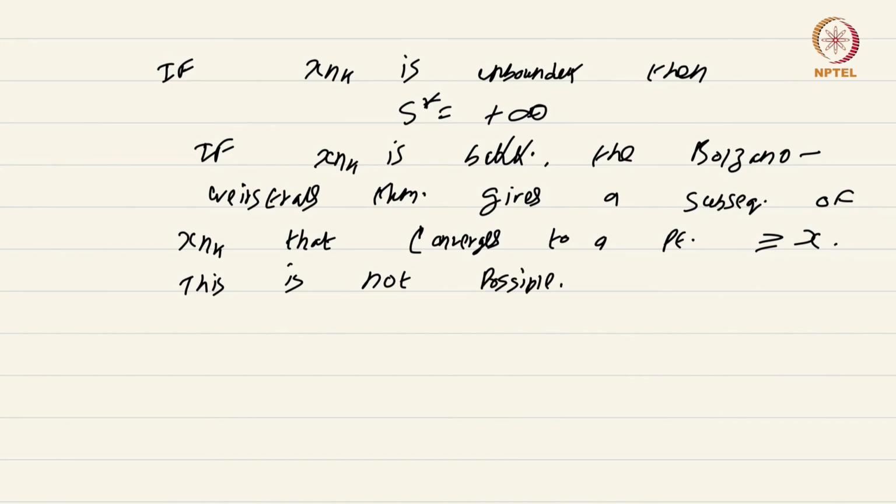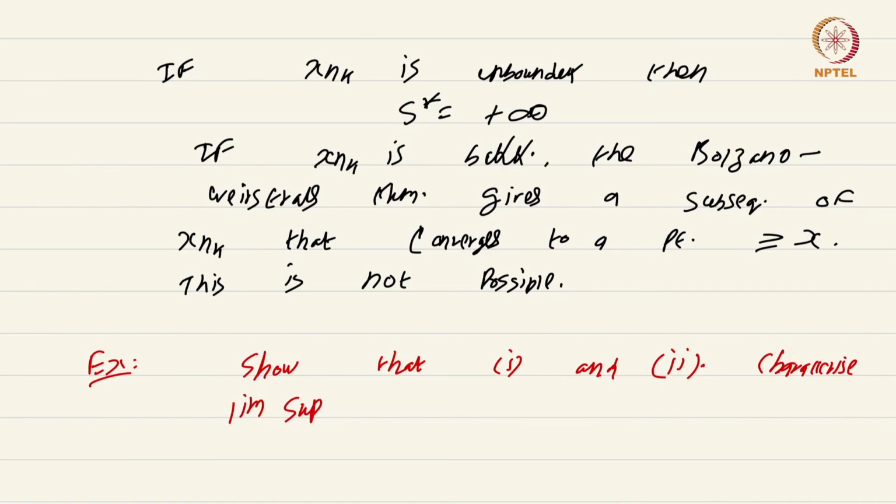Okay, now the case where S star is minus infinity is very easy. If S star is minus infinity, it's rather trivial to show this. Okay, now this actually concludes the proof of property 1 and 2. I just want to make a remark, or rather I'll give an exercise. Show that 1 and 2 characterize lim sup uniquely. That means if there is a number that satisfies 1 and 2, then that has got to be the lim sup.